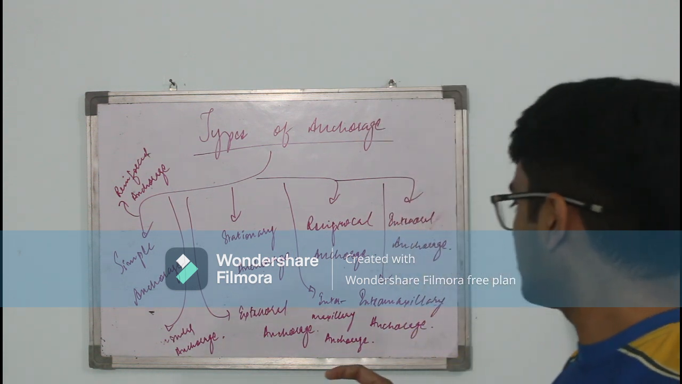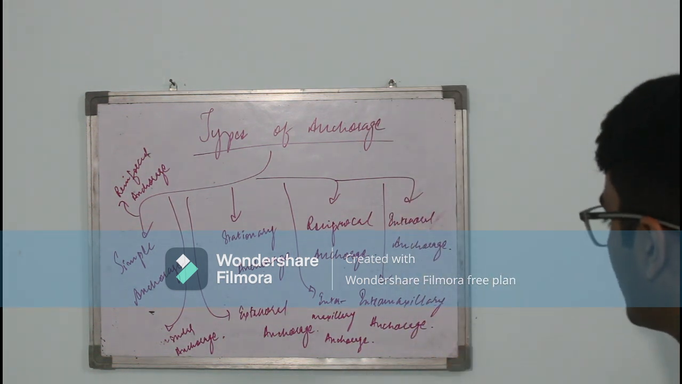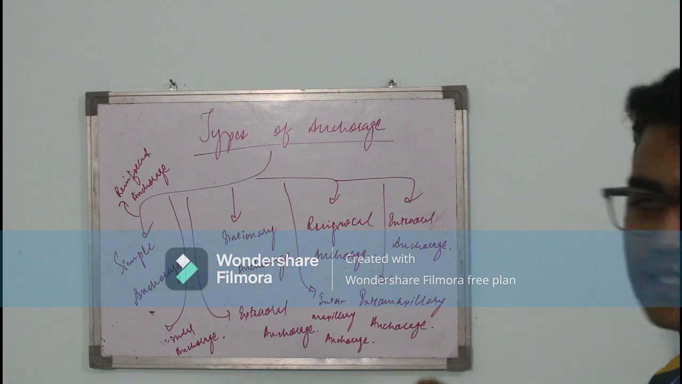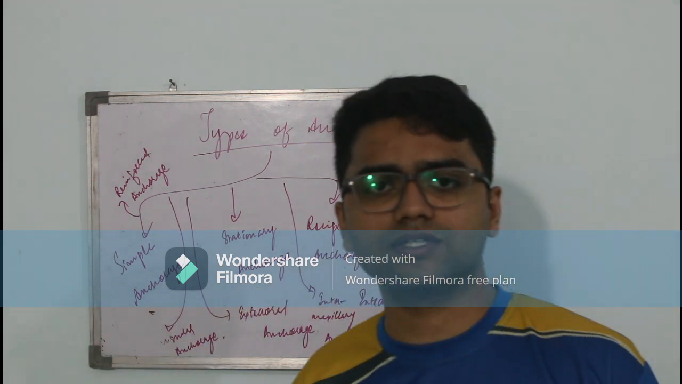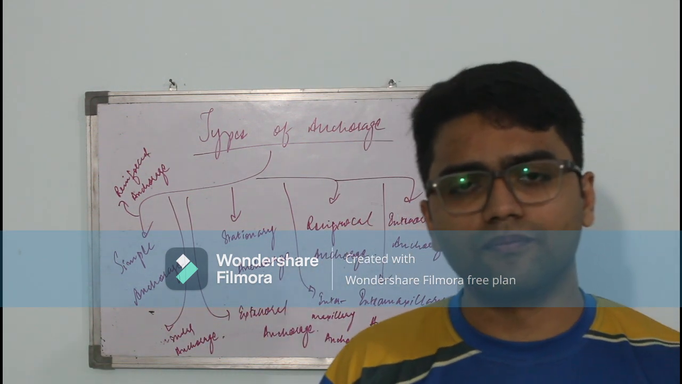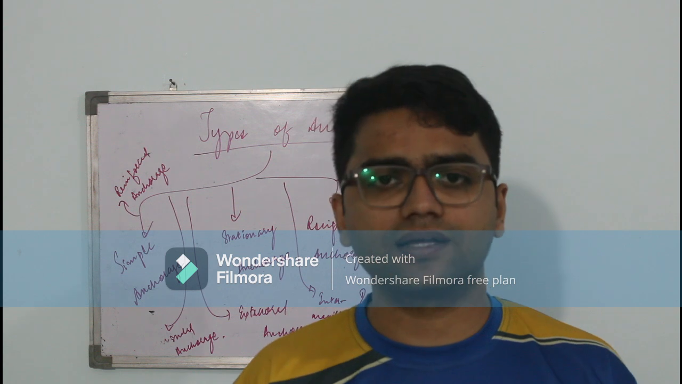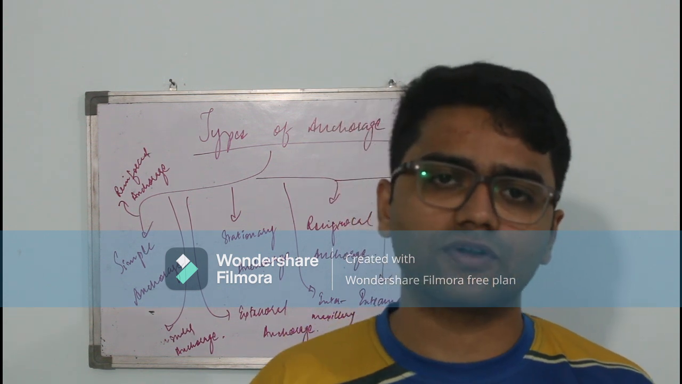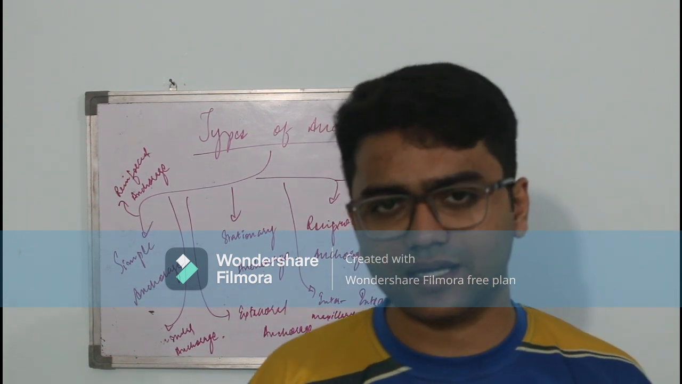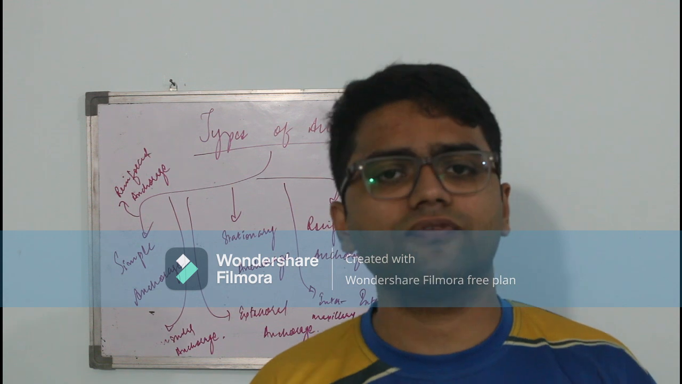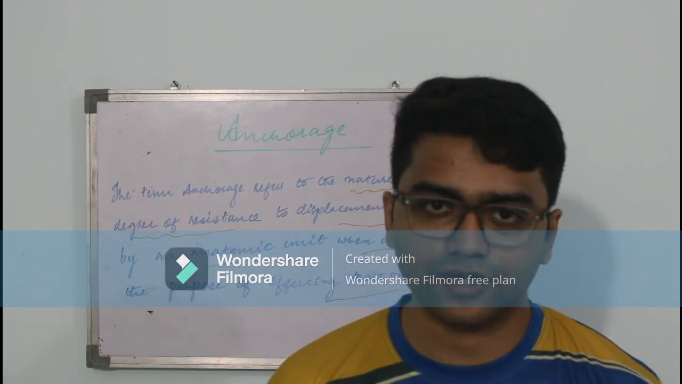Coming to the next ones, intermaxillary and intramaxillary. Intramaxillary, we speak about anchorages within the jaw, and intermaxillary, between the jaws. The example for intermaxillary anchorage is Baker's anchorage. So types of anchorage we have completed.